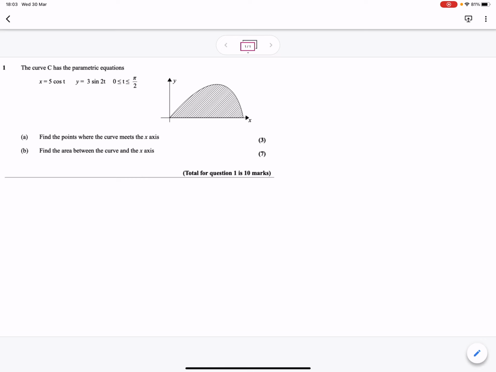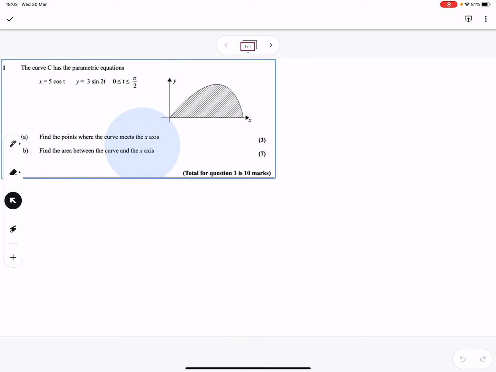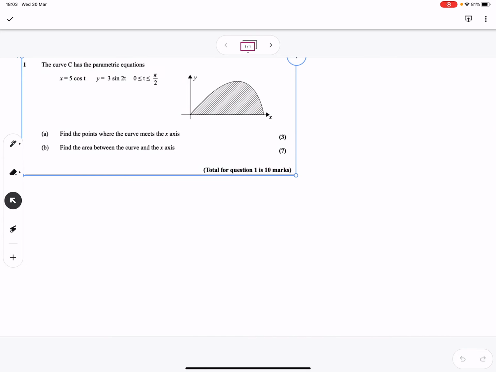I'll go through this one. I'll explain this one. So it is saying, yeah. So the curve C. Let me just move it a little bit.